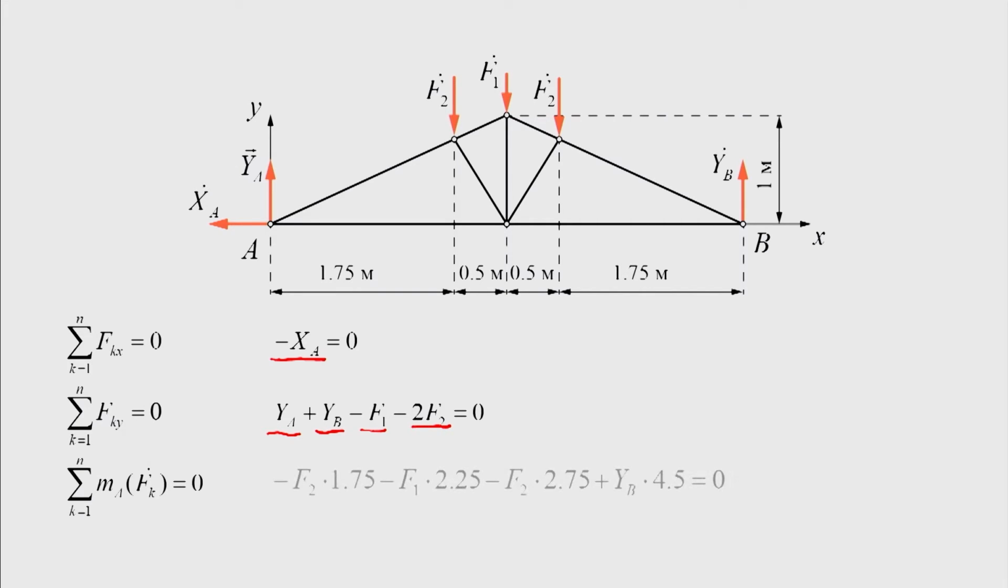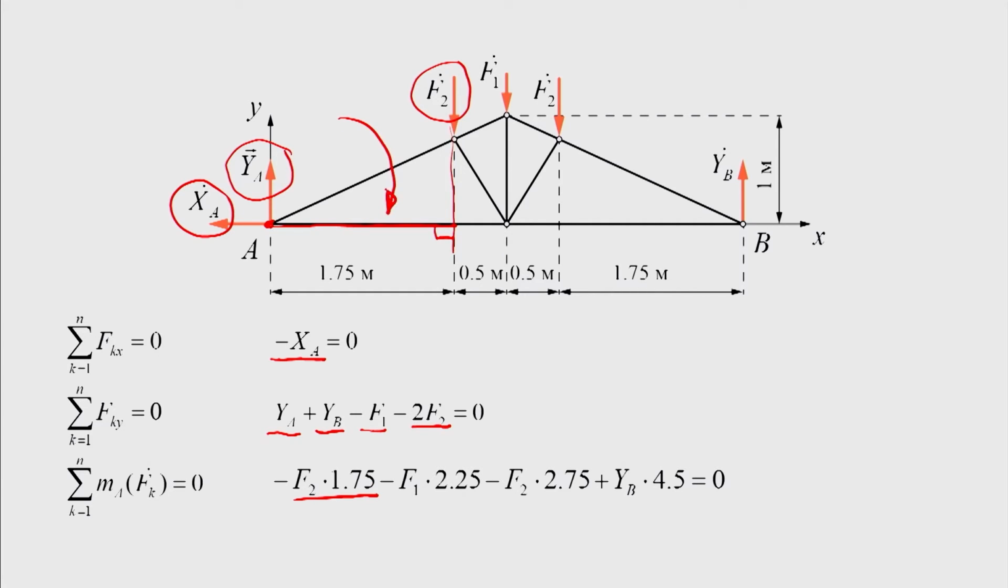When writing down the moment equations with respect to the point A, we have to consider that the lines of actions of YA and XA pass through the point A, therefore their moments with respect to the point A are equal to 0. Let us calculate the moment of the force F2 with respect to the point A. To do that, we multiply the magnitude of the force by the arm, in other words, by the distance from the point A to the line of action of the force F2. The moment is negative because the force F2 is tending to turn the body around the point A clockwise.